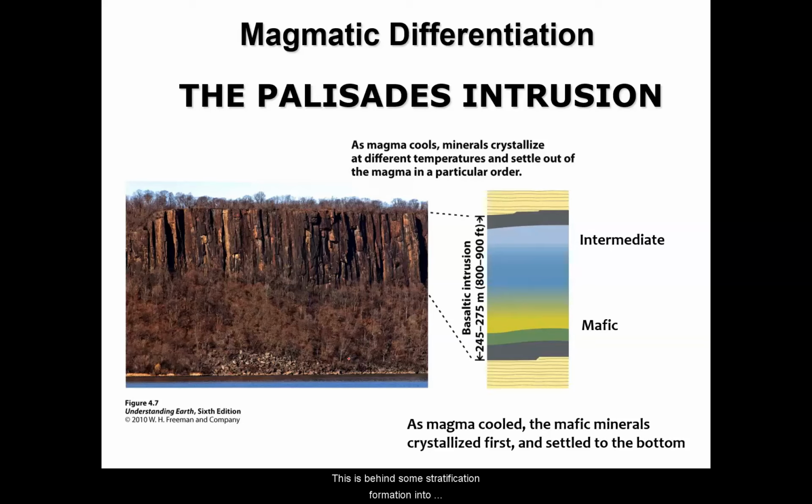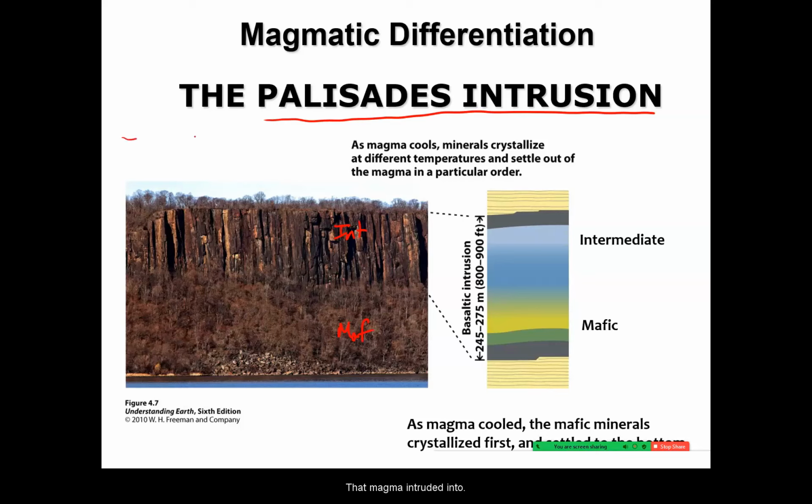This is behind some stratification, formation into layers of some igneous provinces, like this Palisades intrusion, which is in New York. If you went and you looked at this rock face, you would find intermediate rocks up top and mafic rocks at the bottom. And that's all because this intrusion occurred deep in Earth's past. So that magma intruded into former older rocks that used to be here, but have since eroded away, and older rocks below.